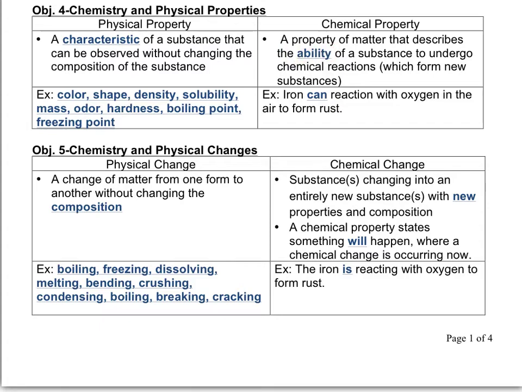Objective 5 then moves on to the actual changes. So these are different than the properties. A physical change is a change of matter from one form to another without changing the chemical composition.